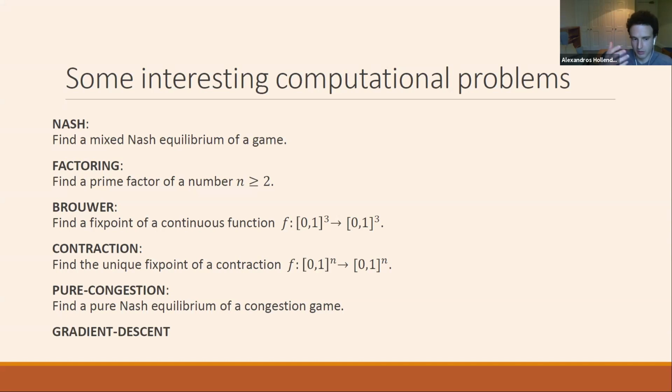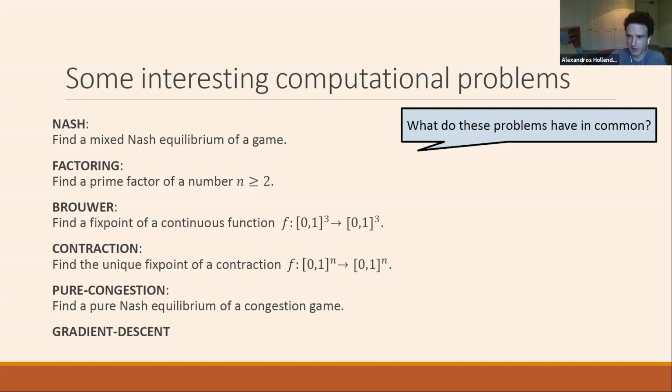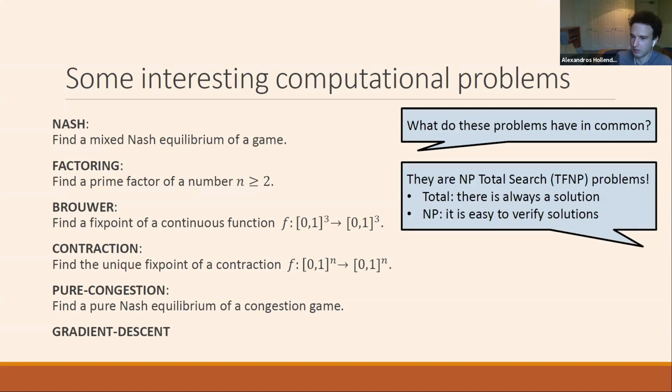So what do all of these problems have in common? What they have in common is that they are all NP total search problems, abbreviated as TFNP. And that's because they have two crucial properties. The first one is that they are total. For any instance of one of these problems, there always exists a solution. It is mathematically guaranteed that there exists a solution.